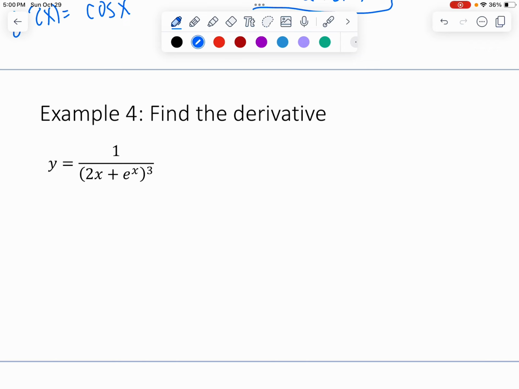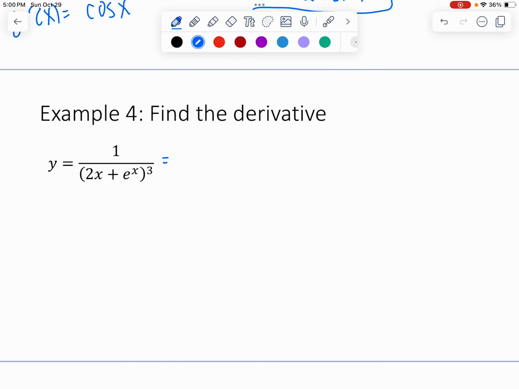So the quotient is 1 over this whole 1 over 2x plus e to the x power to the 3rd power. And then we have over here a composite function. We have an inside function and then an outside function. And so, yes, you could use the quotient rule here too, but that really would just be kind of time consuming. And so one thing you can do here is because the numerator is a single term and it's 1, that makes everything easier.